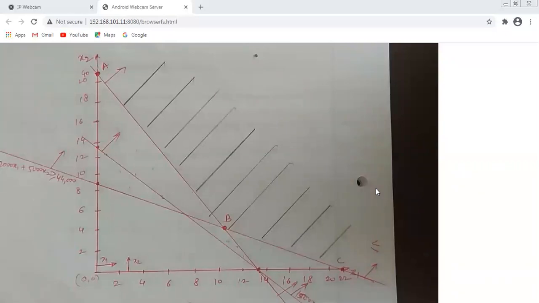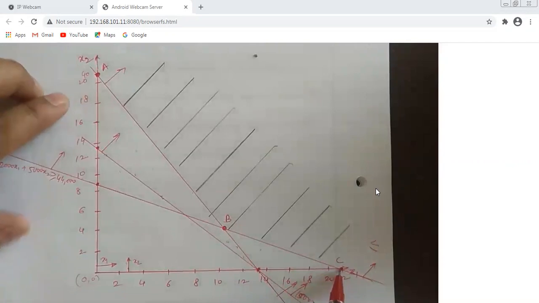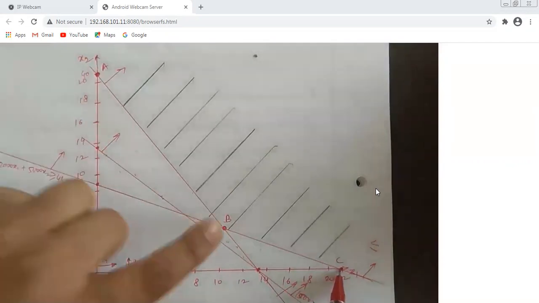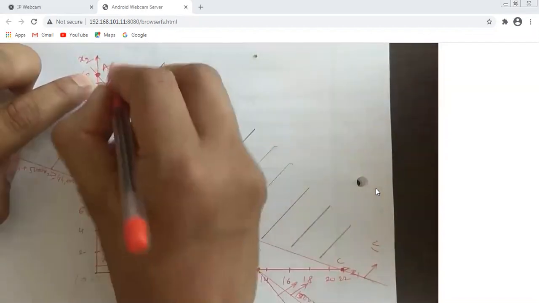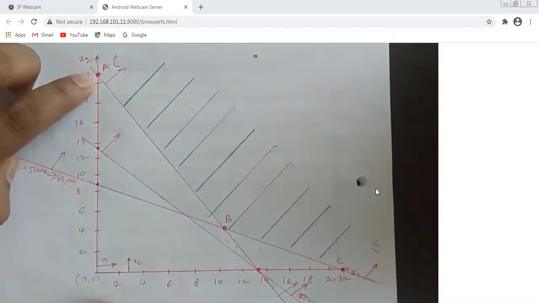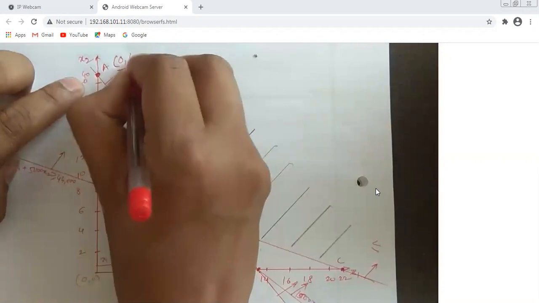See, we have marked the corner points, that is A, B, and C. Now the next point is that we have to write down the coordinates at A, B, and C. Okay, so at A, what are the coordinate values? At A, x1 is 0 and x2 is 40.